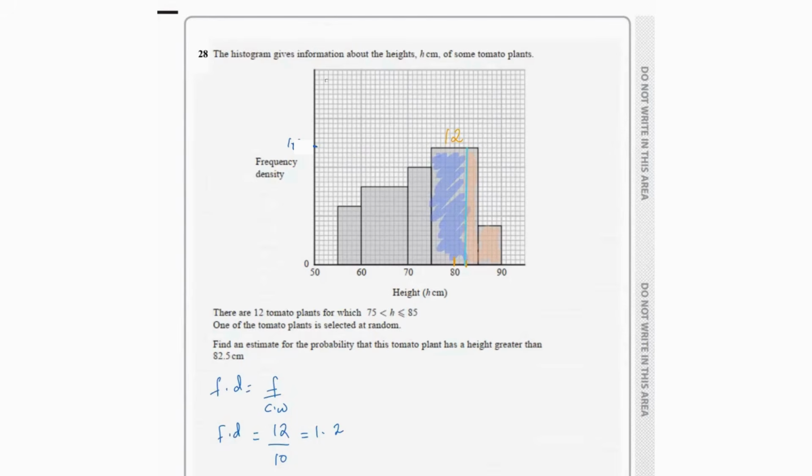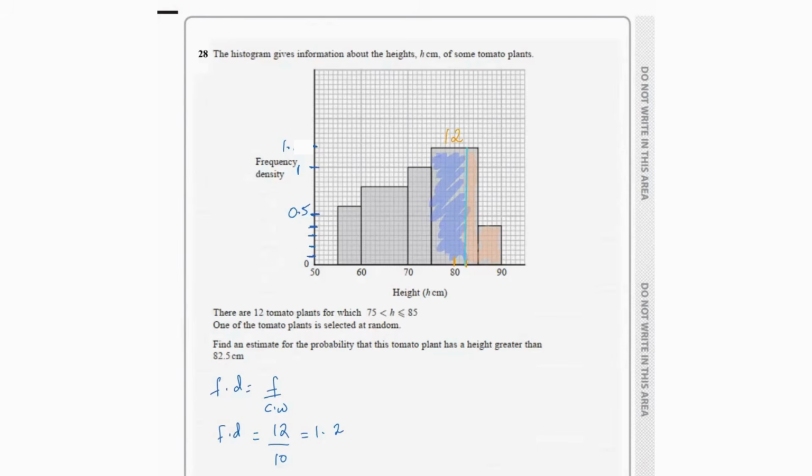So if this is 1.2, that means this is 1, and this would be 1.2, 1.3, 1.4. So this is 0.5. Each big square is 0.5 and each small square is 0.05. So basically this is 0.1, then 0.2, 0.3, 0.4 like this.